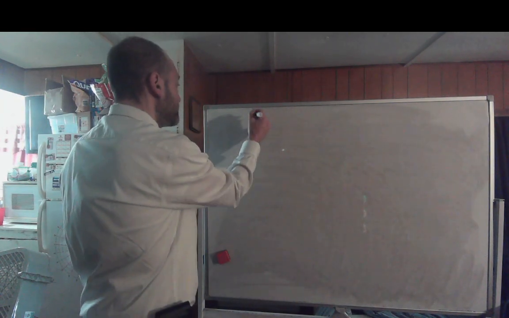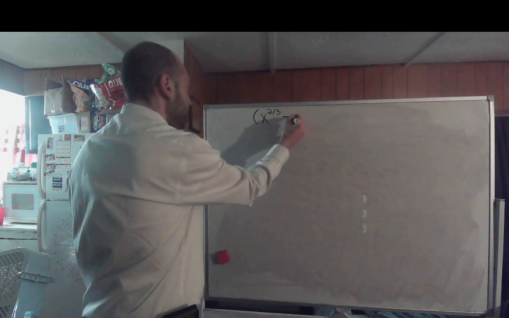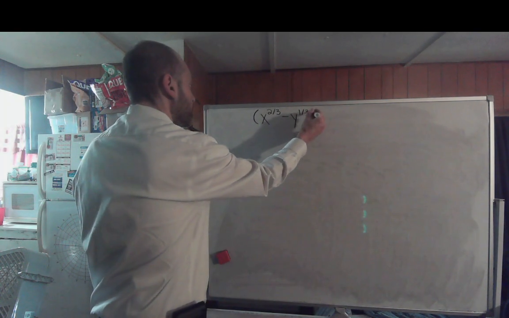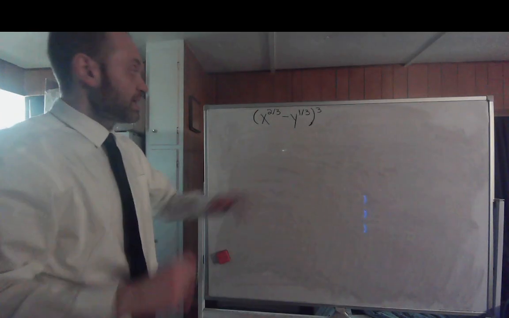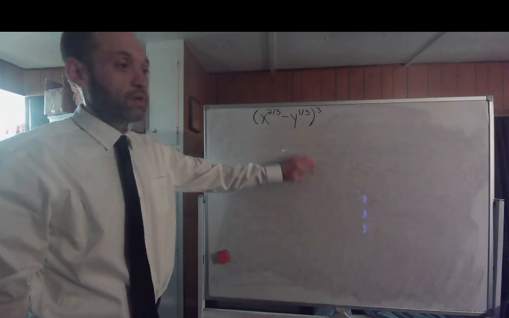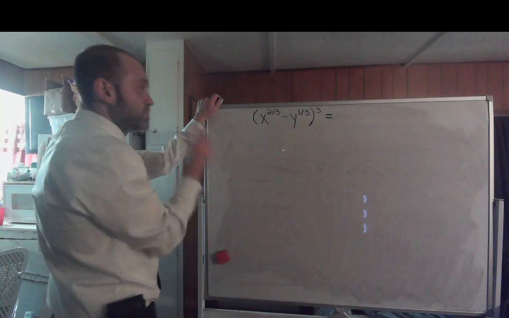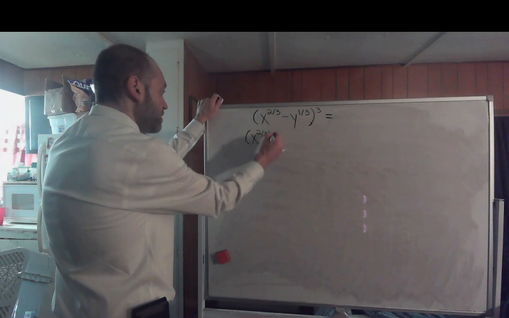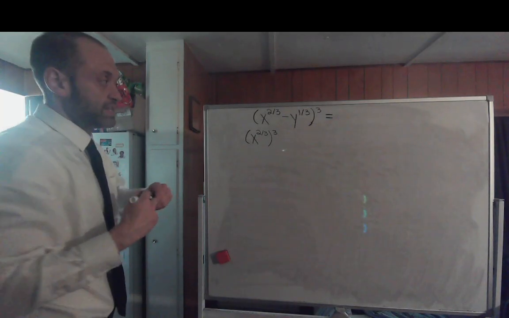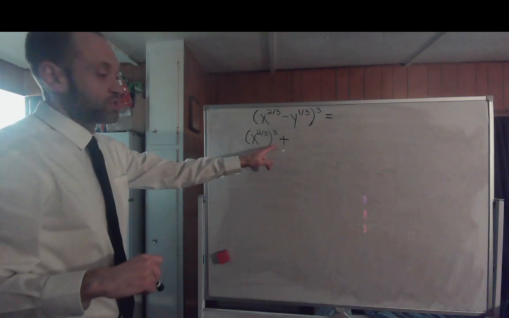Alright, this one's only going to be to the third power. So let's say we have x to the 2/3 power minus y to the 1/3 power raised to the third. So we have x to the 2/3 minus y to the 1/3, all that raised to the third power. Well, of course, your first thing you're going to do, take that x to the 2/3 and raise that to the third power.